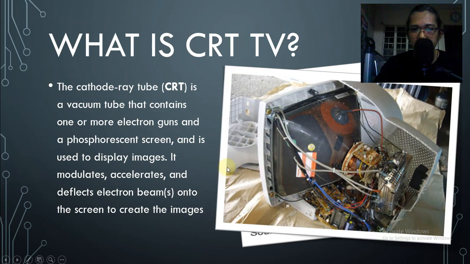Ito yung itsura niya. As you can see here, para siyang malaking bumbilya, no? At nandito yung tinatawag na electron guns. Yung electron guns, yun yung nagpo-project ng mga micro laser kung saan lumalabas yung mga pixel ng bawat picture na pinaproject niya dito. So, yun ang bumubuo doon sa image, no? And it is used to display image in a modulate, accelerate, and deflects electron beams into the screen to create images.